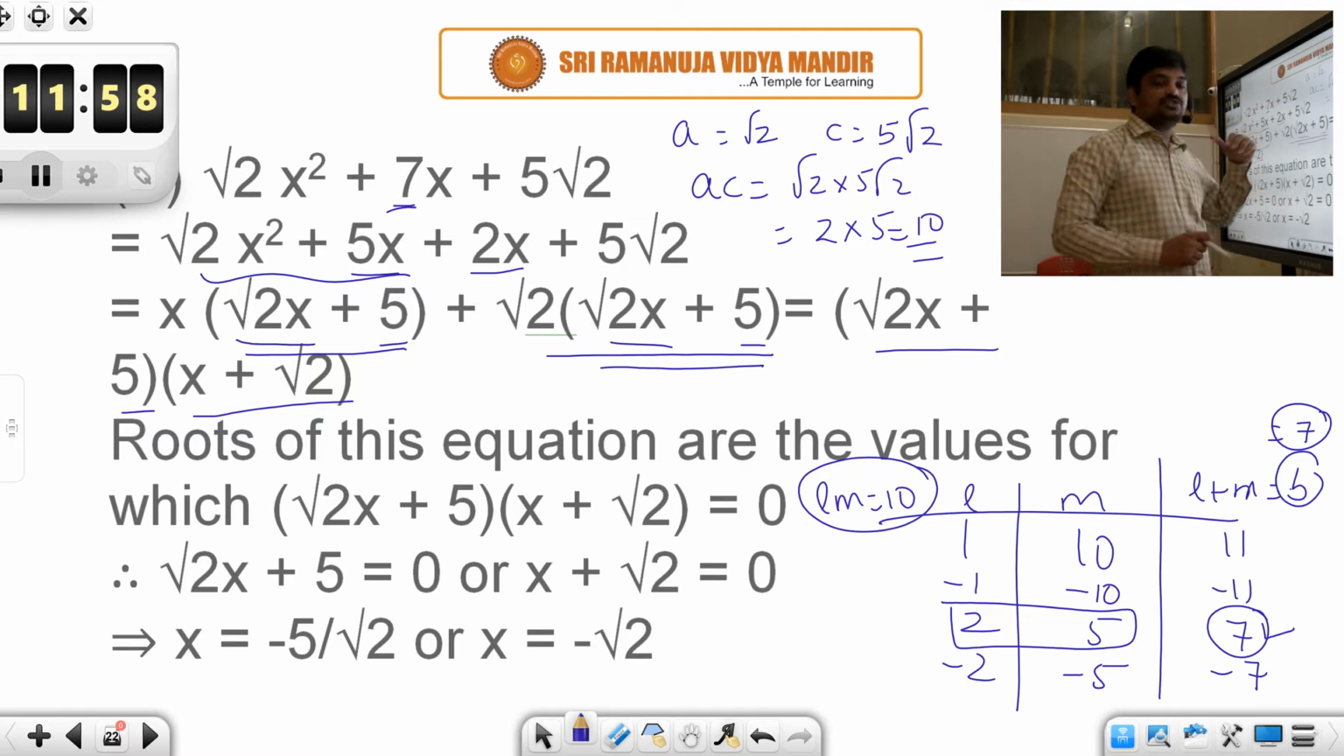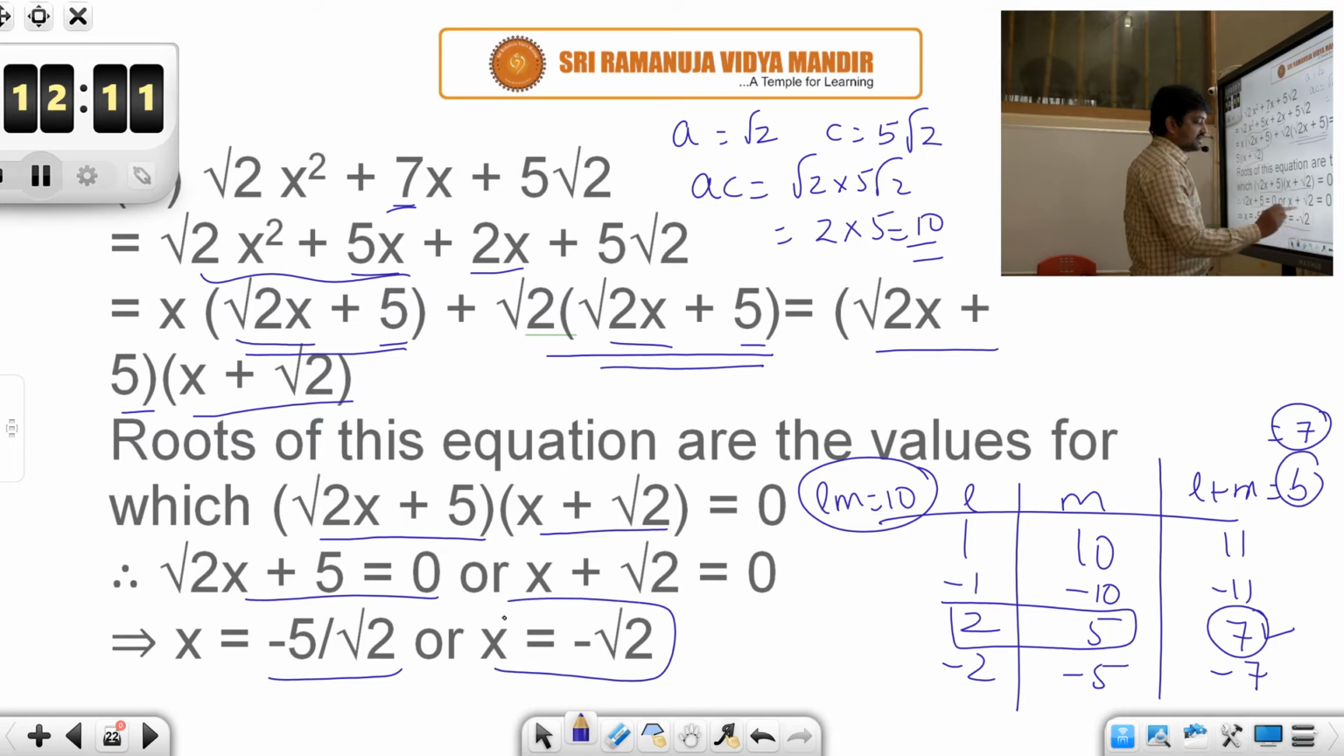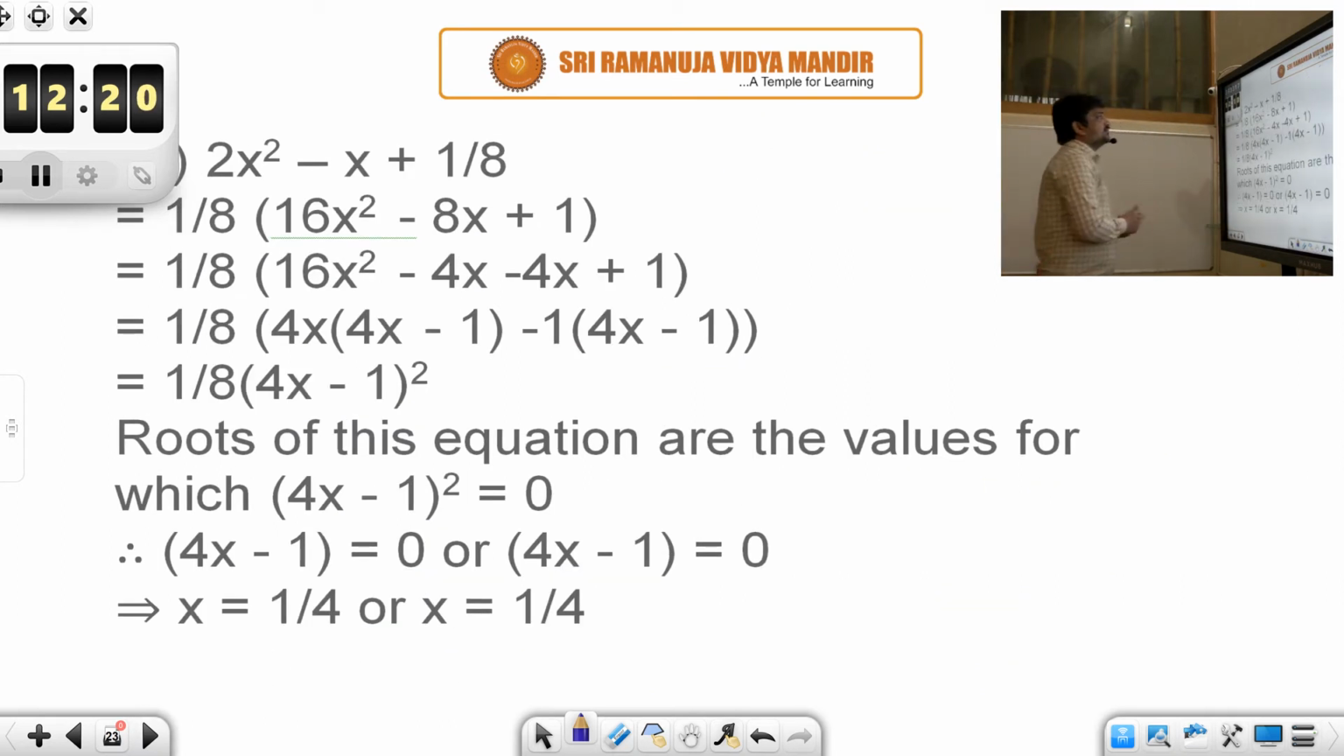So the expression becomes 0 only when either of the factors becomes 0. So if you equate root 2x plus 5 to 0, you will be getting x is equal to minus 5 by root 2. Or if you equate x plus root 2 to 0, then you will be getting x is equal to minus root 2 as the factor. Okay, students. So hope this is clear. Let's look at another example.